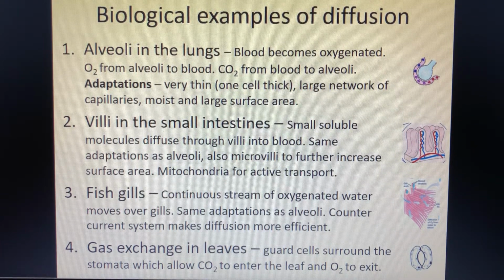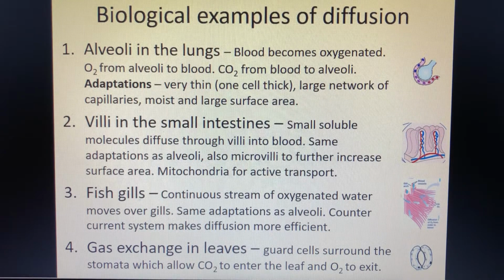Then we've got the villi in the small intestine. Try not to confuse it with the cilia, which are found in the throat, which move all of the mucus away. Okay, so these are villi. Again, massively large surface area. All the same adaptations actually as the alveoli, except they also have these microvilli, which increase the surface area even further. Now, this increases it about 200 times more than if there were no microvilli, okay? And also we've got the mitochondria for active transport.